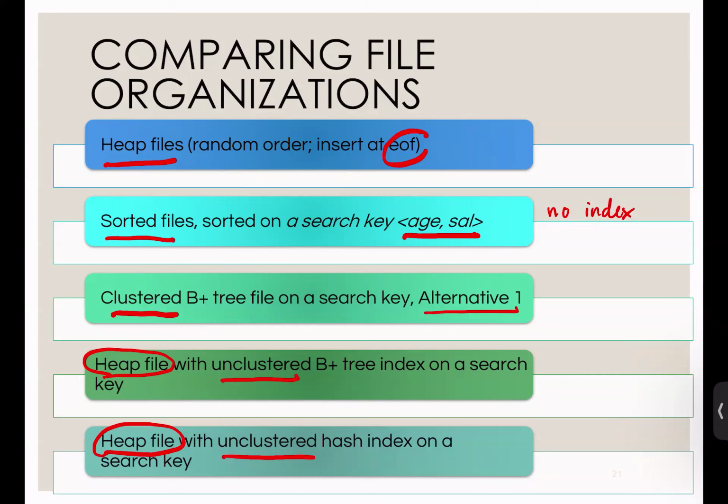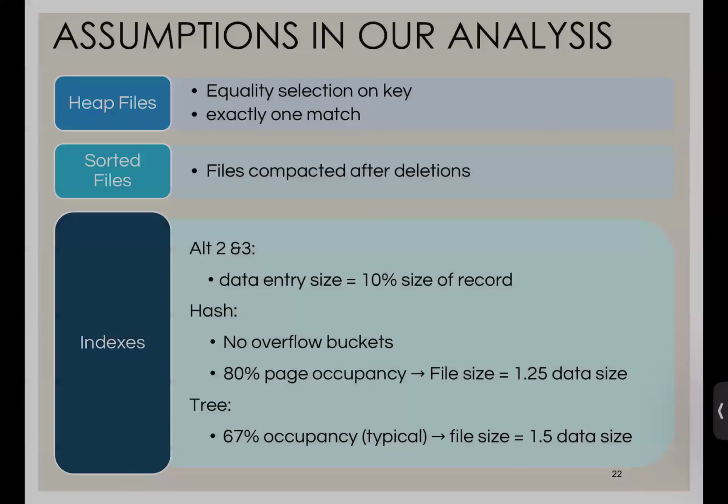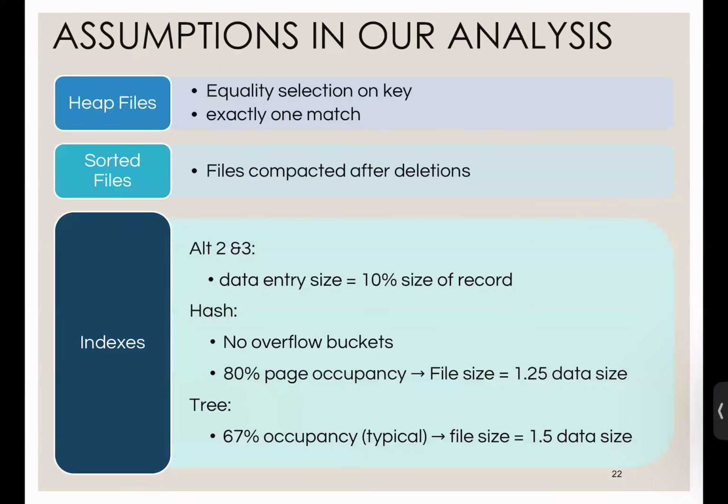And then the last one, we have a heap file, the same, with a different ordering, and then we have a hash index on top. Okay. So now we have 5 different file organizations. We have 5 different operations to look at. To make things easier, we make a few assumptions.